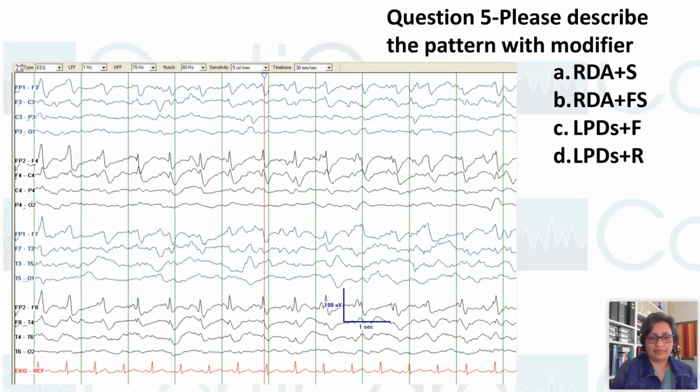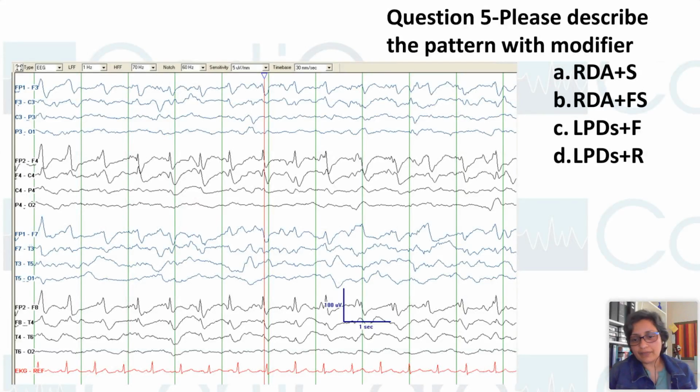4 more seconds. Okay, we'll lock that in. All right, so 70% of the people who said LPDs plus R is correct.